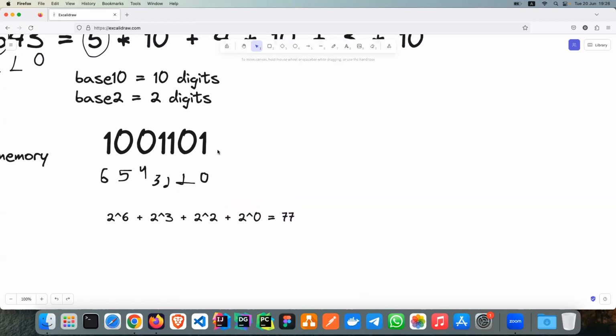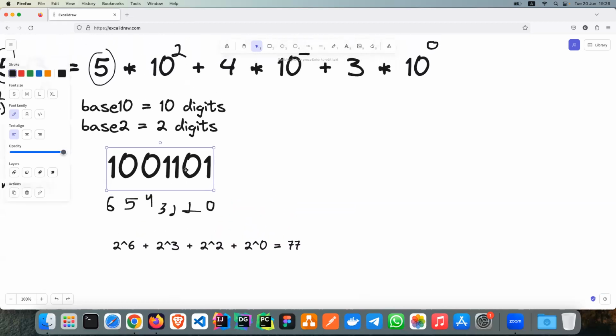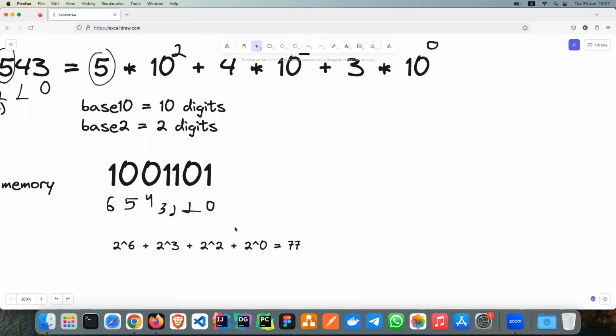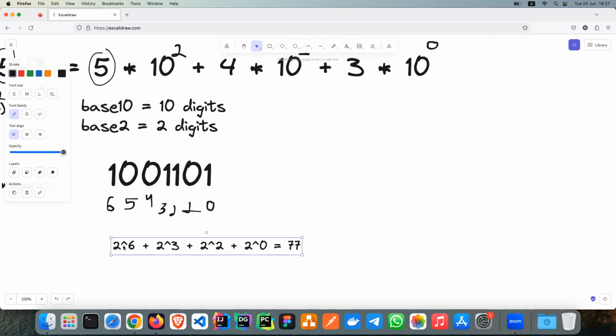I was just showing you how to convert from base 2 to base 10. A little question: why did you use exactly 2, like 2 to the power of the number? Because we are in base 2, we need to use 2 as our base.